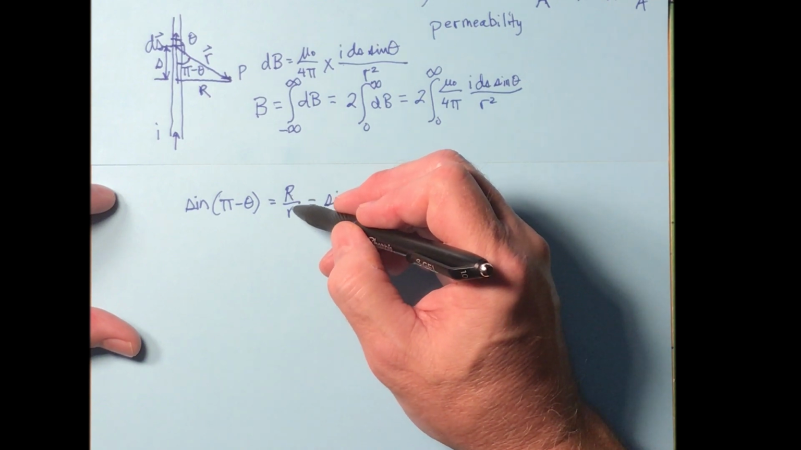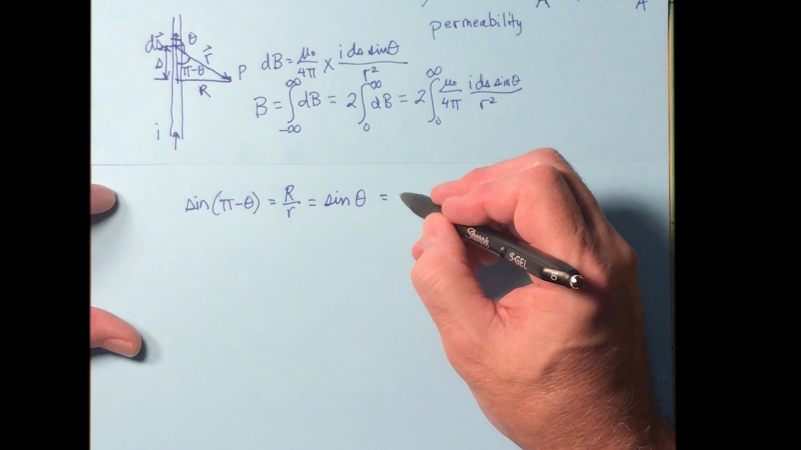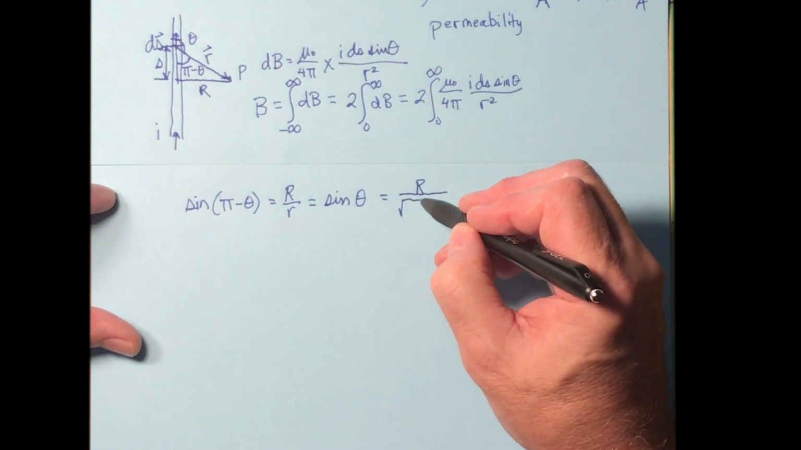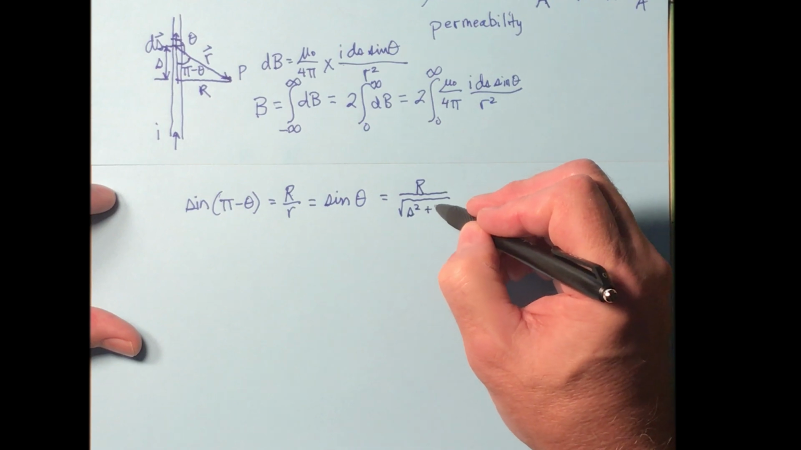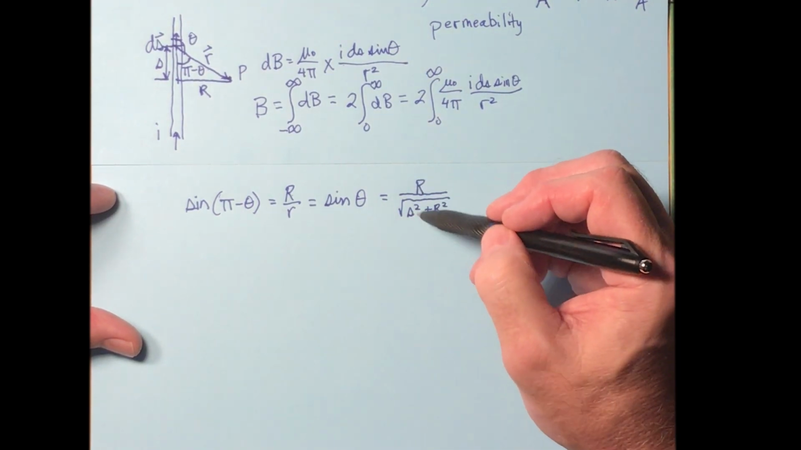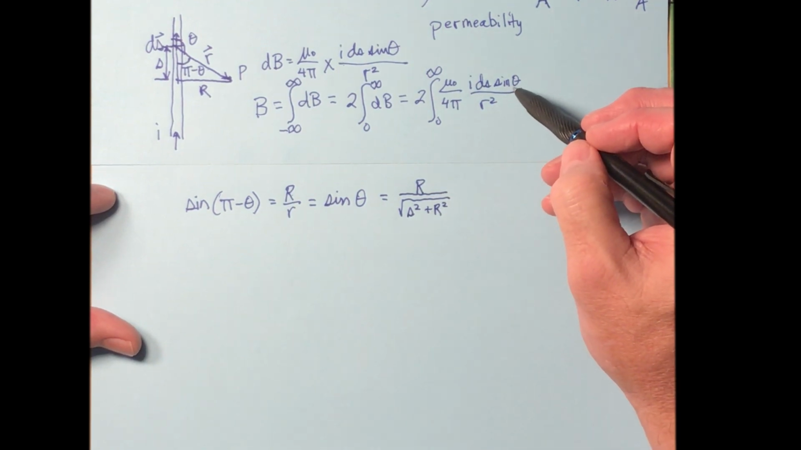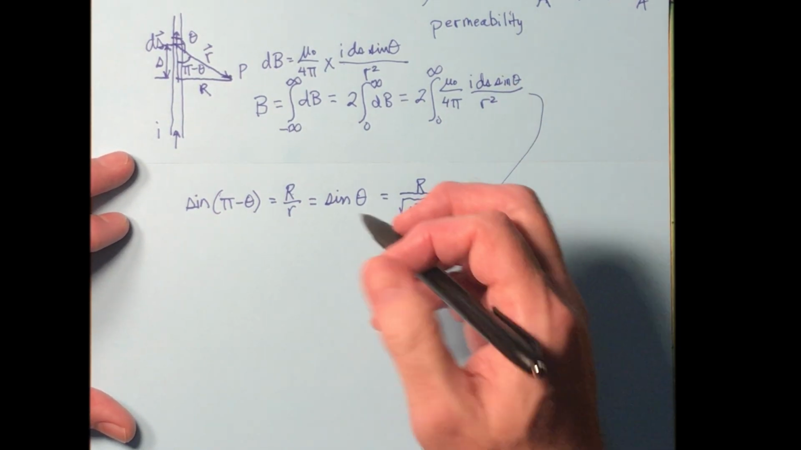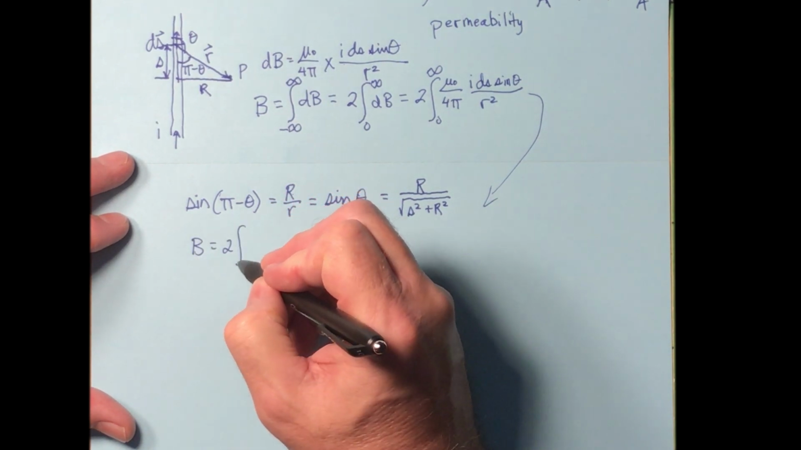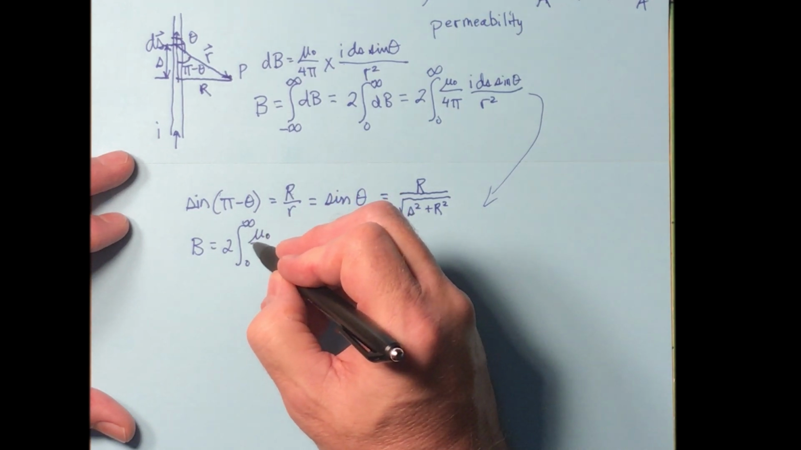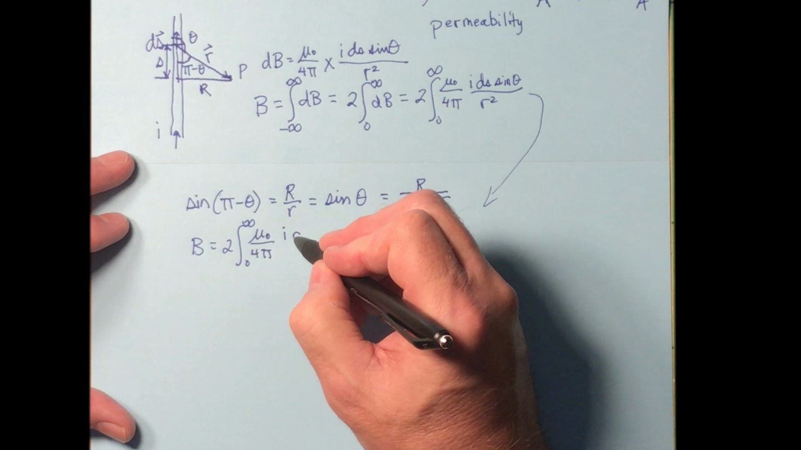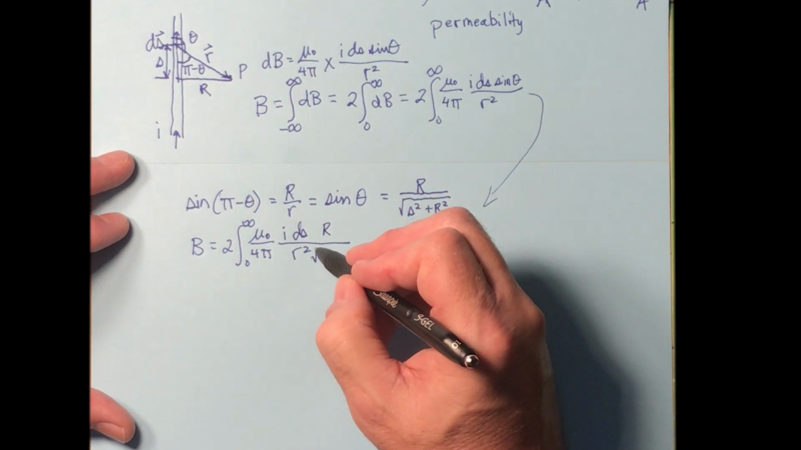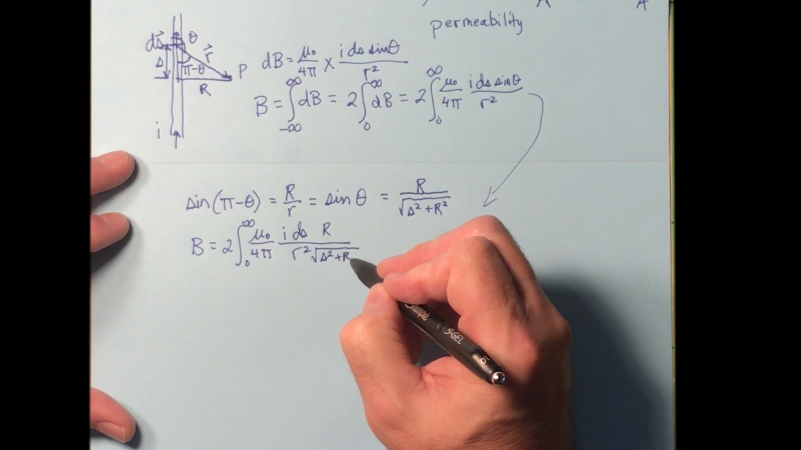Now, big R is a constant. It's not going to change. But the little r is definitely going to change. So we can rewrite that ratio as big R over the square root of s squared plus big R squared, since little r is the hypotenuse here. That's the sine. In other words, we can take this and substitute it in up here. Let's go ahead and do that. B is equal to 2, I'm just rewriting it at this point, times the integral of mu naught over 4 pi times I ds over r squared, and now I'm going to plug in big R over the square root of s squared plus big R squared.